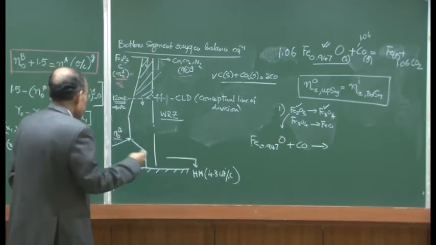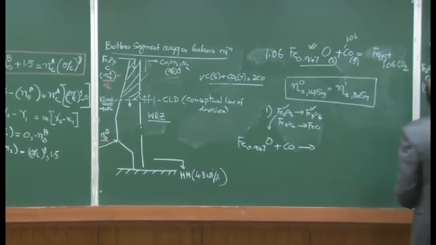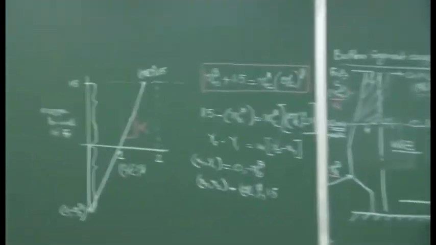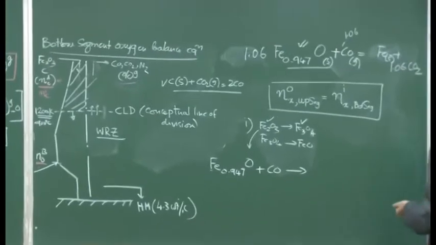Now, let me just quickly erase the board here and then show you what is happening, so that I do not have to draw the diagram again. So, this is my conceptual line of division.